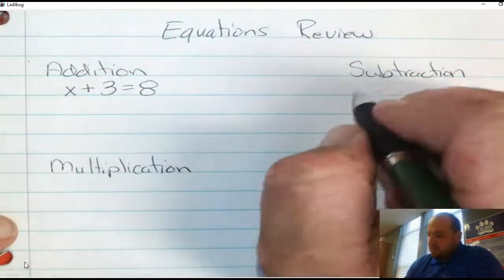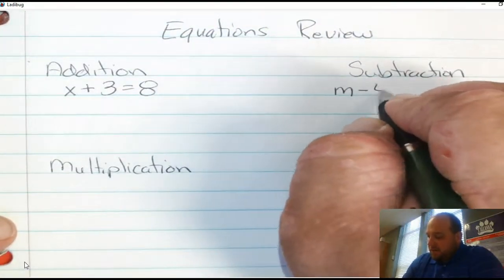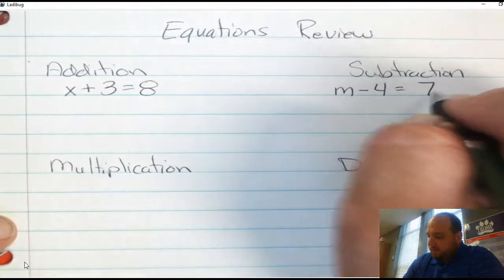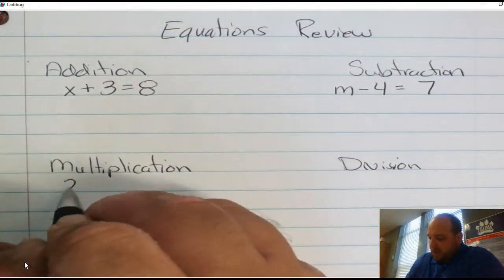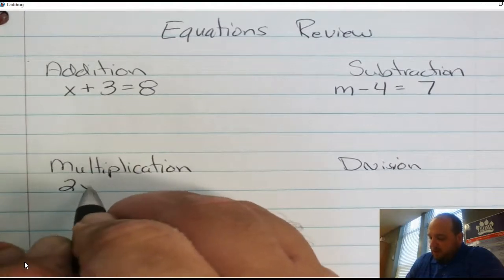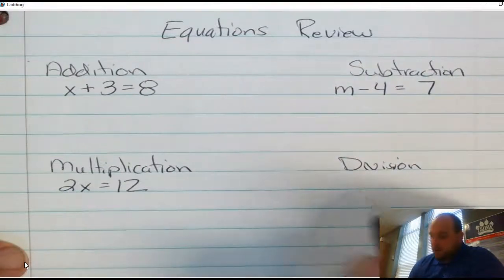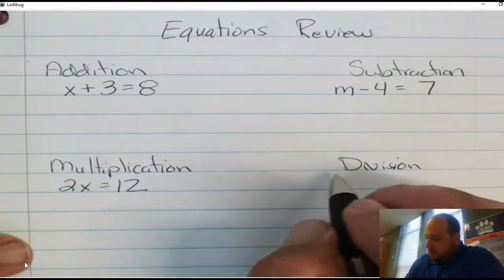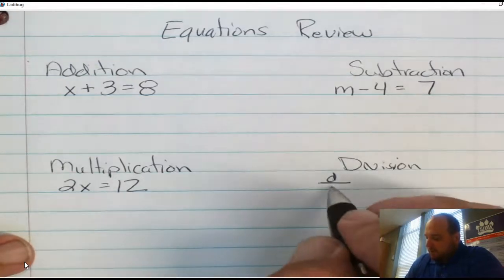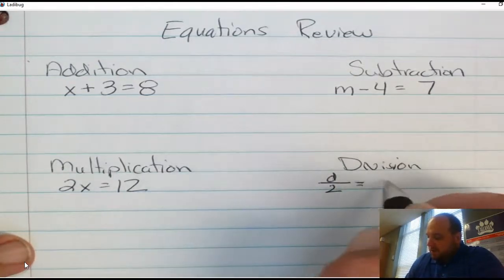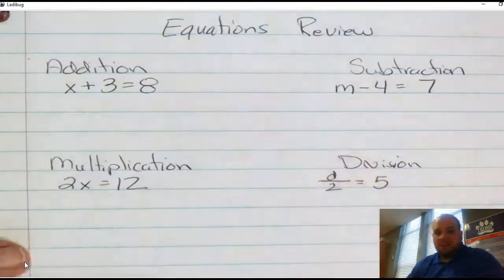Then we have a subtraction one where we have a variable minus a number, okay? Then we have multiplication, where you will see a number times a variable will equal another number. And then we have a division one where you're going to see a variable over a number that's equal to a number. All right. Let's go ahead and start with the addition one first.